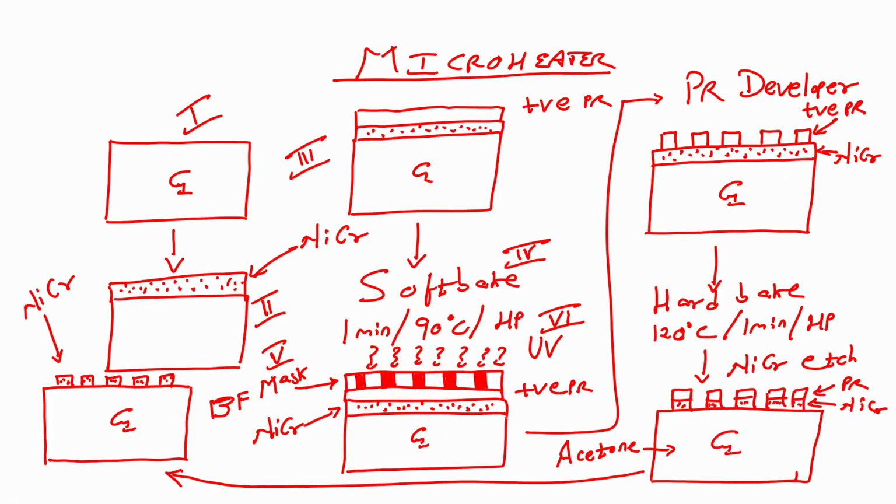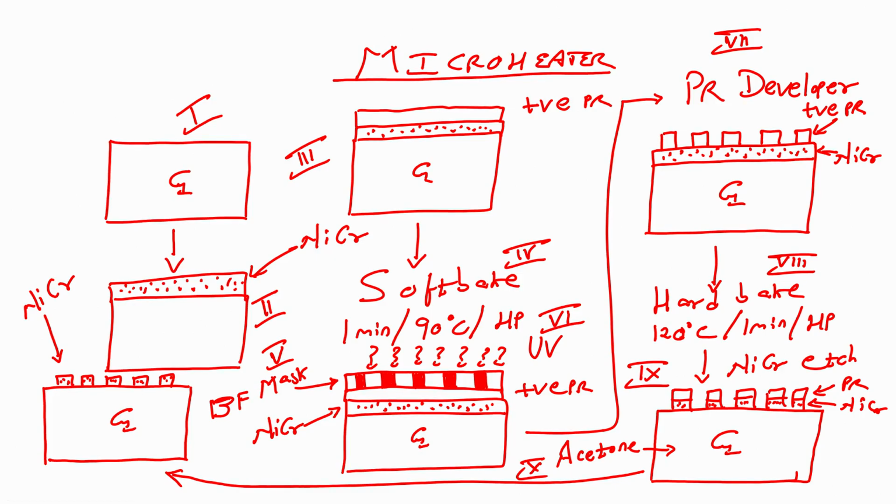After UV exposure I will dip this wafer in photoresist developer, so that will be my 7th step. After photoresist developer I will perform a hard bake, 8th step. After performing hard bake I will dip this wafer in nichrome etchant, which is my 9th step, right, and then finally I will dip this wafer in acetone, which is my 10th step, right.